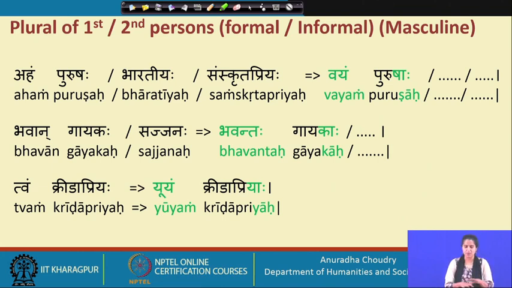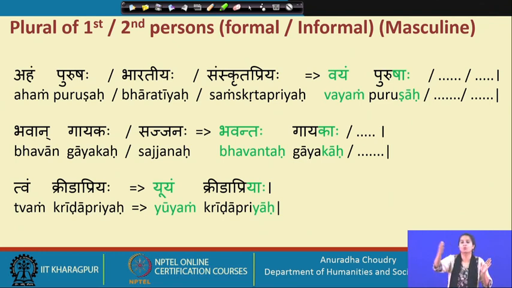But what I will give you is at least the basic ones with the masculine words ending with a, and we focus on the second part, so bhavantaha gayakaha. Excellent. So do it with bhavan sajjanaha, meaning a good person, will become bhavantaha sajjanaha. Excellent. Now let's look at the next word, which is the informal you, the second person, is tvam.